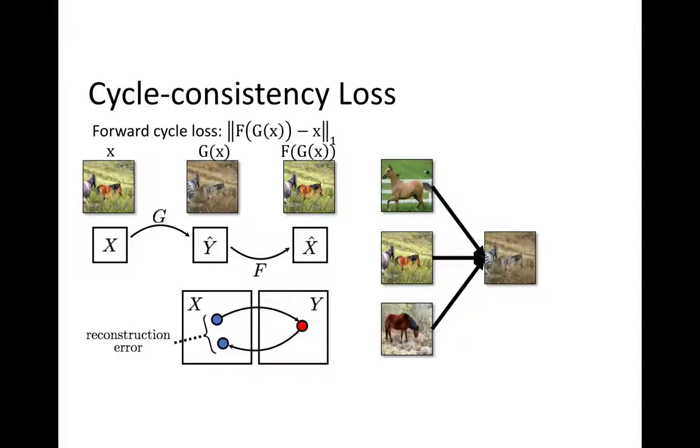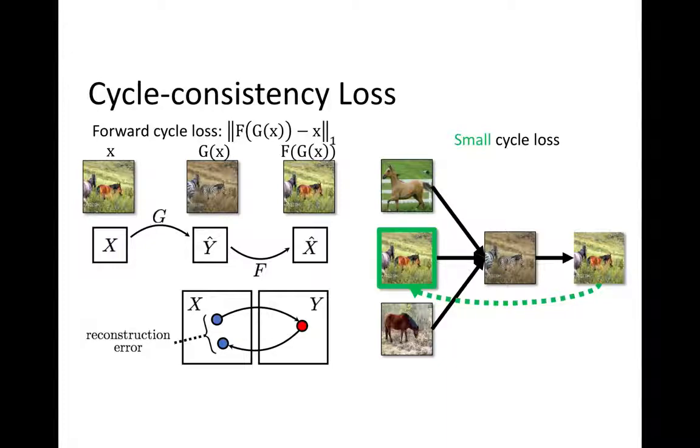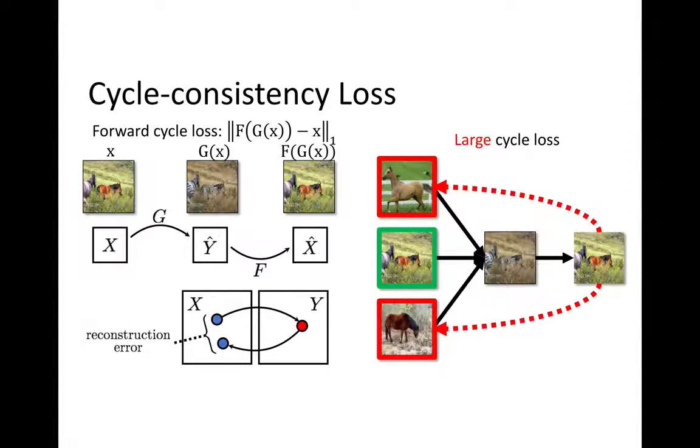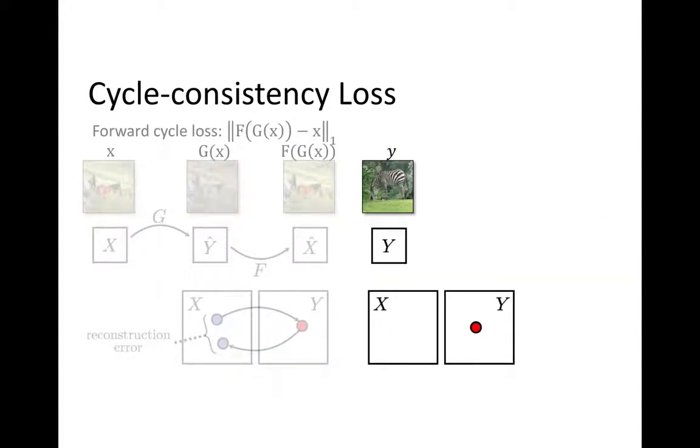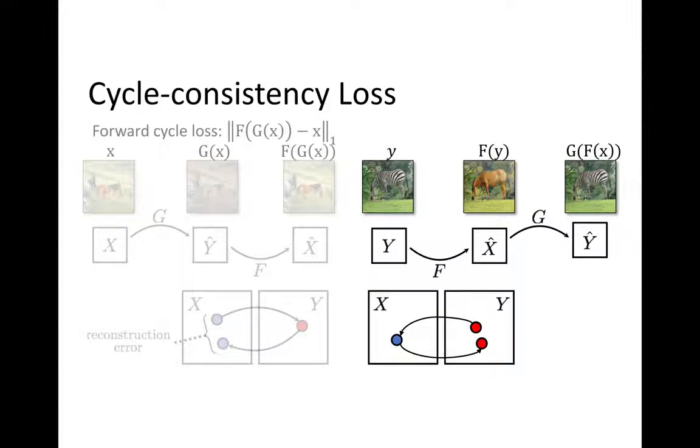And on the other side, here we just want to reconstruct the original input. You can see that if you want to reconstruct the first image on the left side, it's much more difficult. This one has a small cycle loss, or small reconstruction loss, and these two have large cycle loss. Similarly, we can do this in the other direction from Y to X. So finally, we train these two GANs together with two cycle losses.